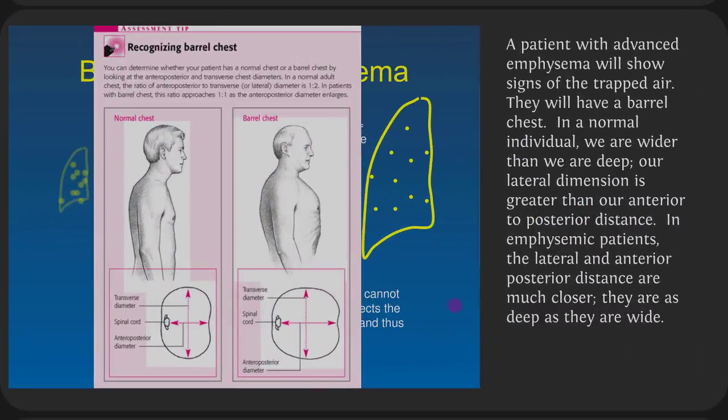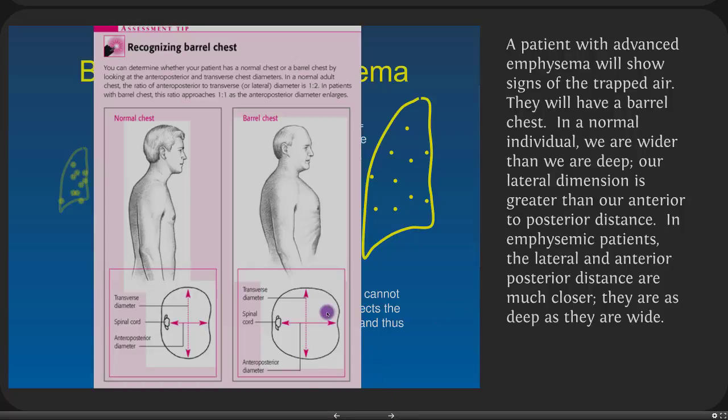In fact, a patient with advanced emphysema will show signs of the trapped air, so they'll have a barrel chest. In a normal individual, we're wider than we are deep, so our lateral dimension is greater than our anterior to posterior distance. But in emphysemic patients, the lateral and anterior to posterior distance are much closer. They're about as deep as they are wide, shown in this picture.